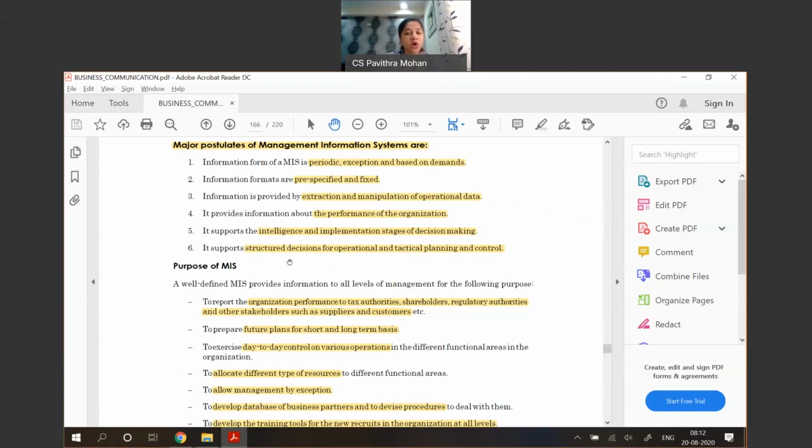Structured decisions for operational and tactical planning and control. So the top level management can study what the differences are, what is happening, what mistake is happening. Based on that, they can take proper action and planning control.